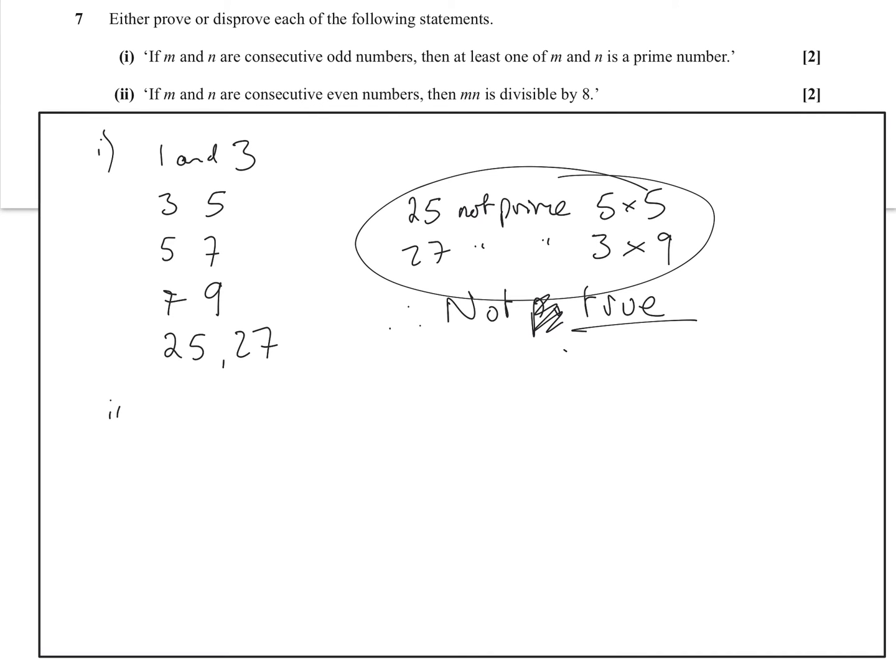Part 2: if m and n are consecutive even numbers, then m times n is divisible by 8. So let's do the same thing to try and establish whether it's true or not, to give us a feeling for whether it's true. So consecutive even numbers, 2 times 4, that's divisible by 8. 4 times 6, 24, that's divisible by 8. 6 times 8, 48, that's divisible by 8. I'm stretching my maths here now. 8 times 10, I can do that one.